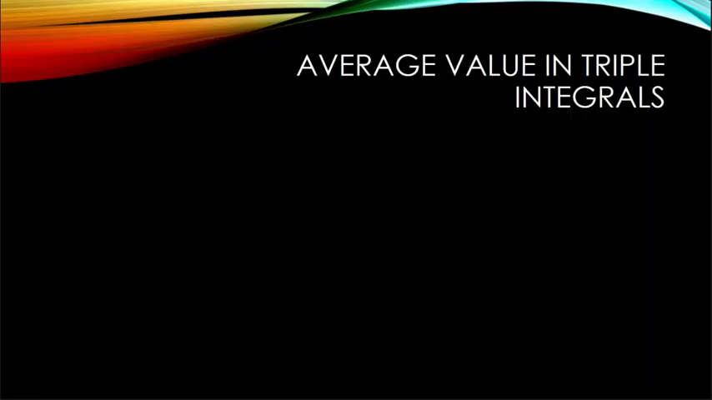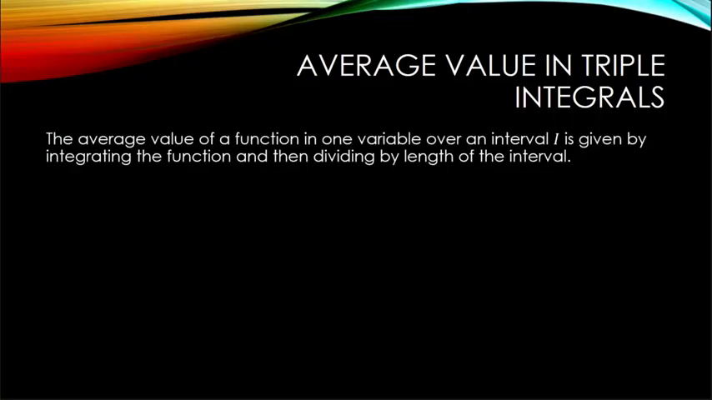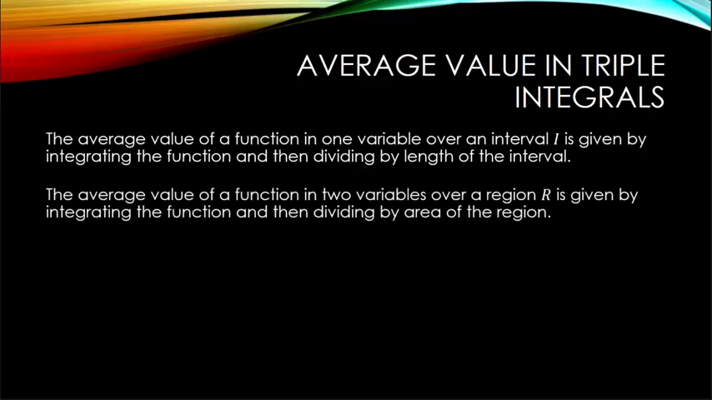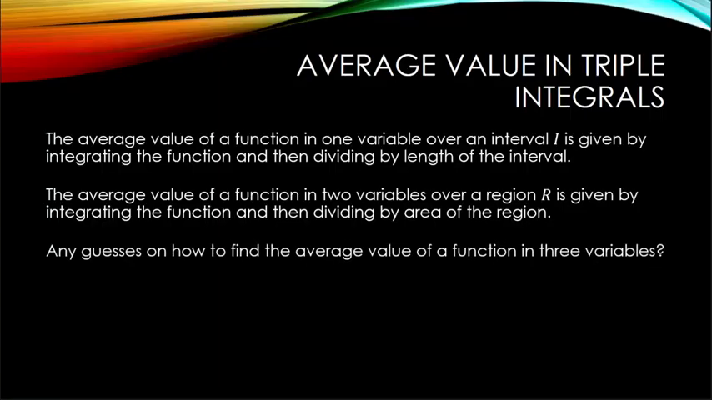Now I want to talk about average value in triple integrals. The average value of a function in one variable was arrived at by taking the integral of my function over an interval I and then dividing that by the length of my interval. The average value of a function in two variables over a region R was given by integrating the function and then dividing by the area of the region R. So, any guesses on how to find the average value of a function in three variables?